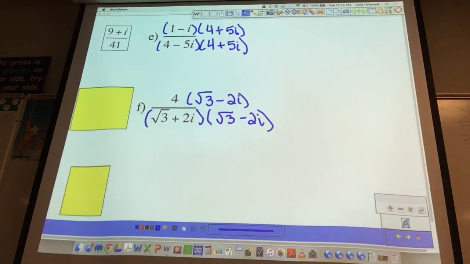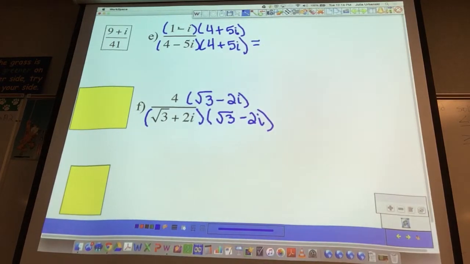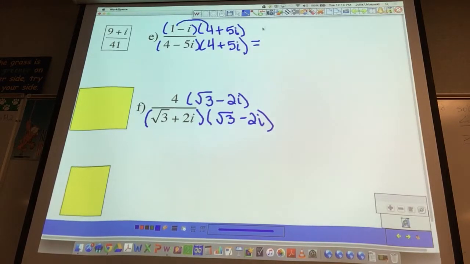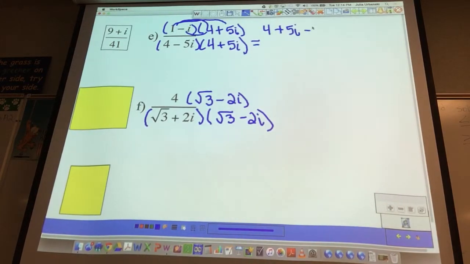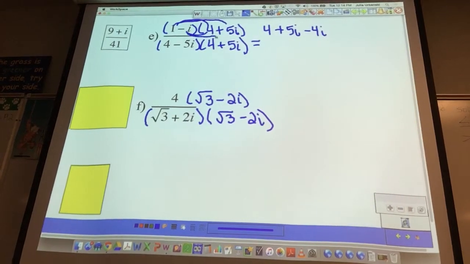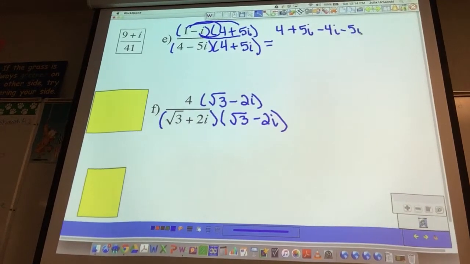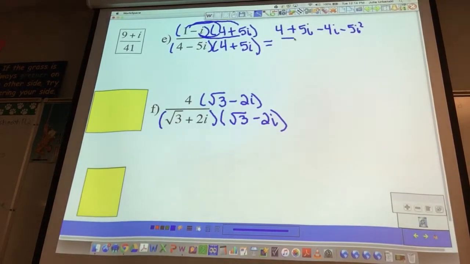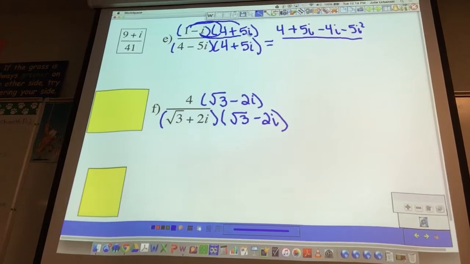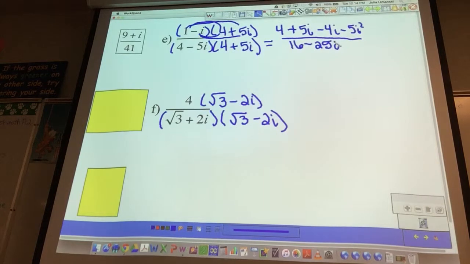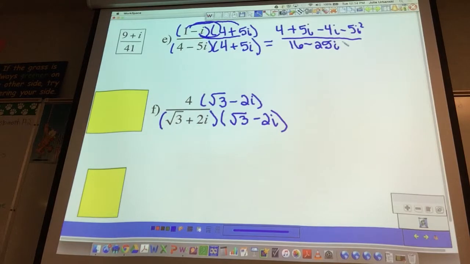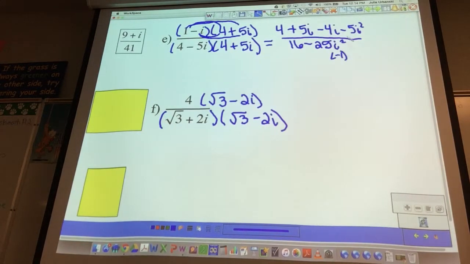Alright, so let's go over it. On the top, I know this is different, but it's things you've seen before. It's 1 times 4 is 4. And then it's 1 times 5i is 5i. And then it's negative i times 4 is negative 4i. And then the last is minus 5i squared. The denominator is a shortcut because you set it up that way. 4 times 4 is 16. 5i times 5i is 25i squared. So this is minus 1 and minus 1 up here.